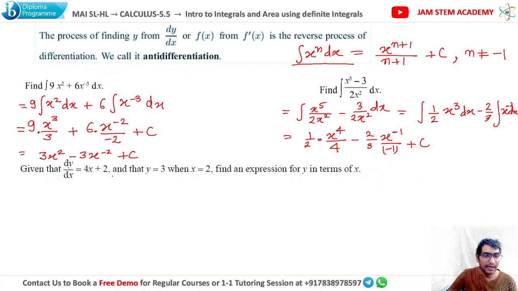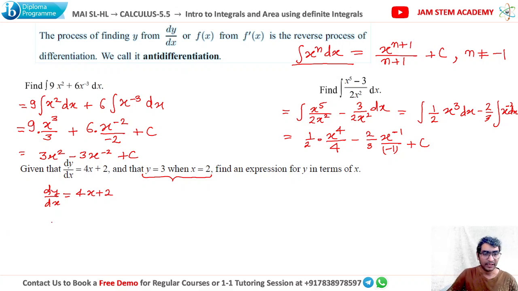So dy by dx is 4x plus 2. Let's write it: dy over dx equals 4x plus 2. Also, our curve passes through the point (2, 3), because when x is 2, y is 3. So whatever value of y we get from here after integrating it, we can put x equals 2, y equals 3 to get the value of that unknown constant of integration. So this time we will get a particular equation of the curve. We also call it a particular solution.